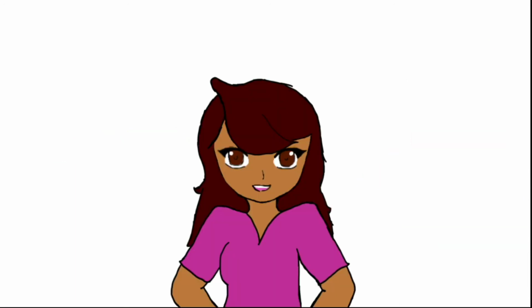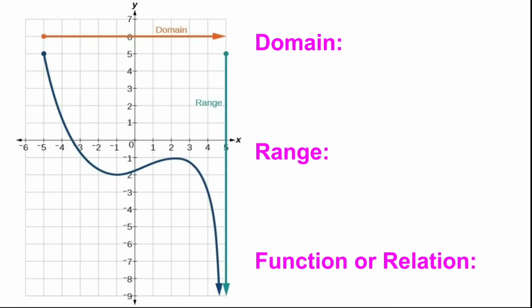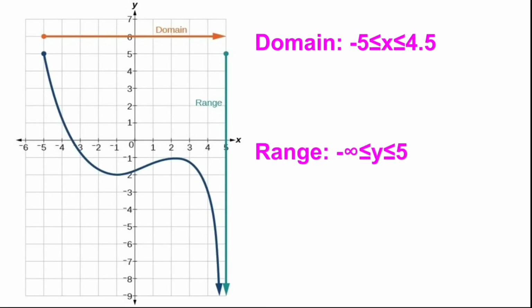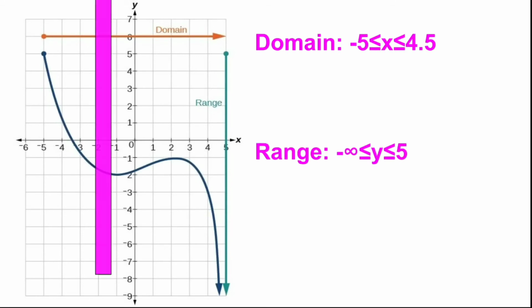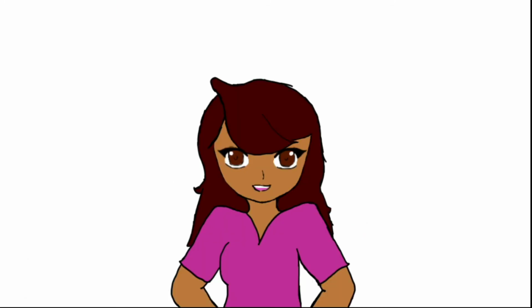Alright. Let's give you one to try. And then we can go over it together. So, what's the domain? Range. Is it a function or relation? I'll give you a second. Pause the video if you need more time. Here we are. Here are the points for the domain, range, and when we do our test, it passed. Makes sense? Great. Next lesson.